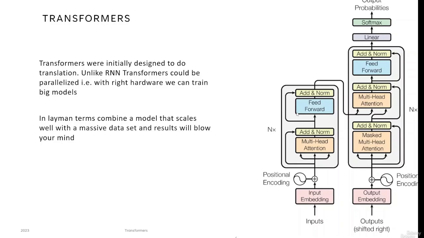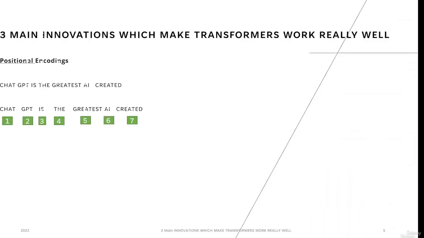If you look at this example here, these are all the components of a transformer. The three major ones we need to understand are positional encoding, attention, and self-attention. These are the three concepts we need to be aware of, or we can also call them the three main innovations which make transformers work very well.